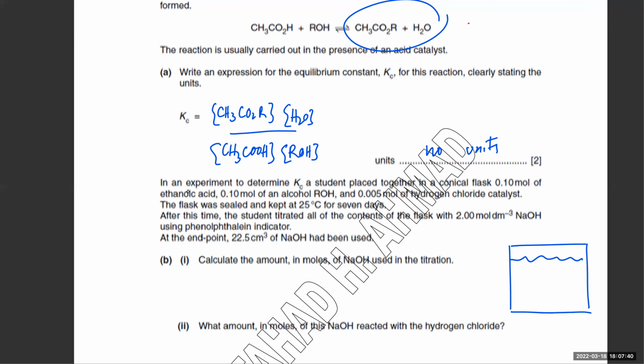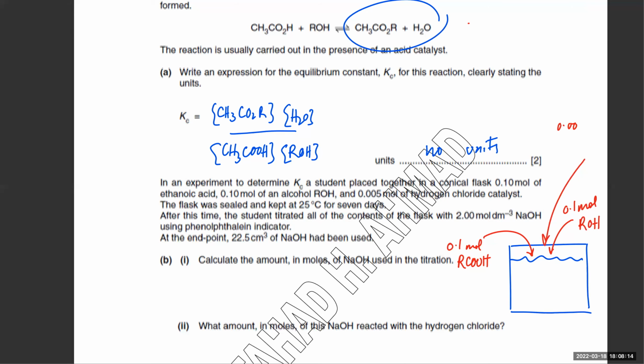अच्छा, इसमें he added 0.1 moles of our carboxylic acid. ठीक है, ये वाला बीच में ऐड कर दिया. And then he added 0.1 moles of an alcohol. So 0.1 moles of alcohol were also mixed. And he added HCl as well, 0.0005 moles of HCl. That's also being added.